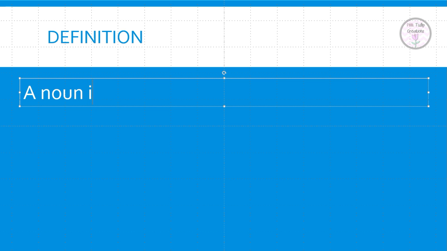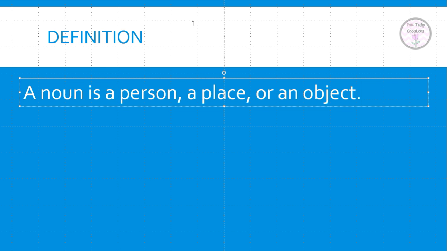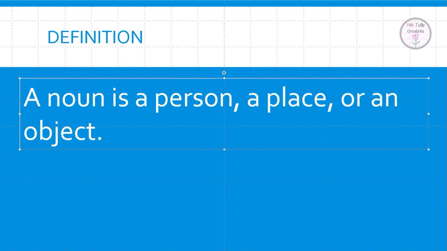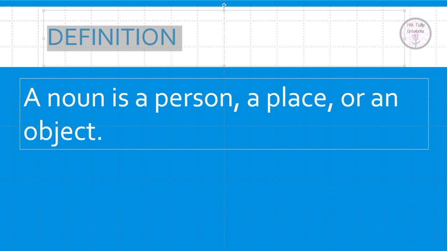Okay, a noun is a person, a place, or an object. Some people use the word thing instead of object, a person, a place, or a thing, but I think object sounds better. So that's a noun. That's pretty easy, that definition. Okay, a person, a place, or an object. So we met our first success criteria, so remember that definition, see if it was close to yours, and we're going to review that at the end, so try and remember it.